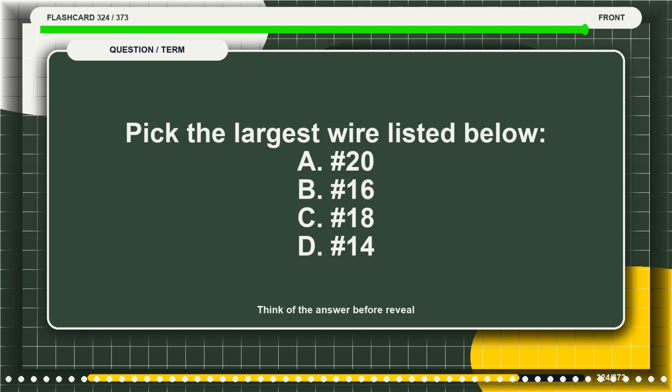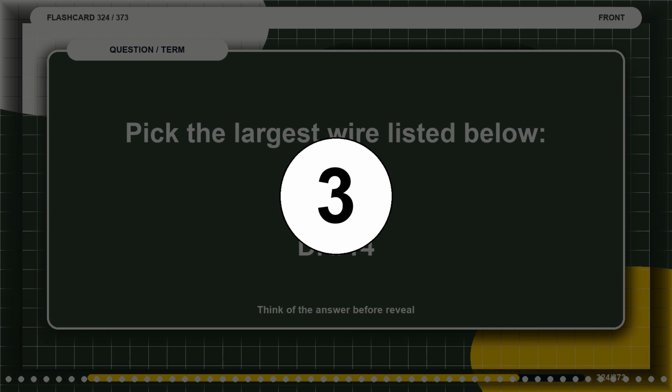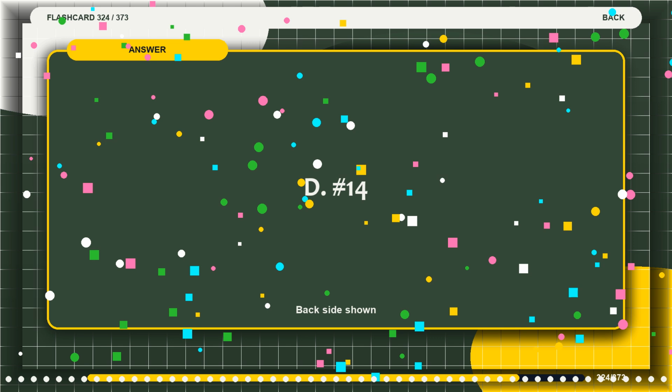Flashcard 324. Pick the largest wire listed below. A. #20, B. #16, C. #18, D. #14. Think of the answer before the reveal. The answer is D. #14.